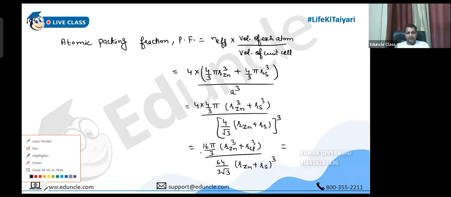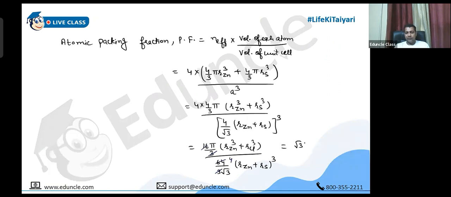So this 3 will get cancelled with 3, 16 by 4, so it will be root 3 pi by 4 now. And the rest, everything is similar to that sodium chloride formula, isn't it? So the only thing is you have to replace 2 pi by 3 with root 3 pi by 4. That's it now.